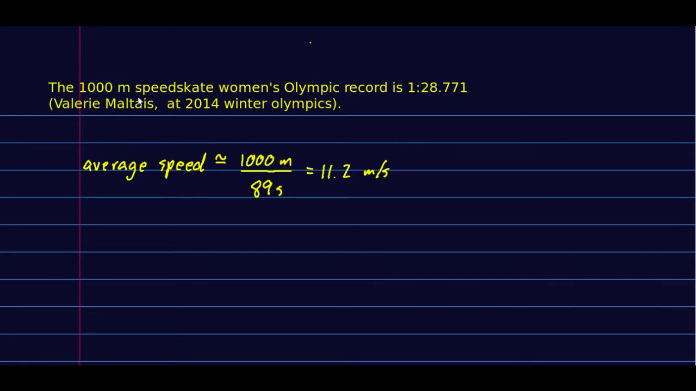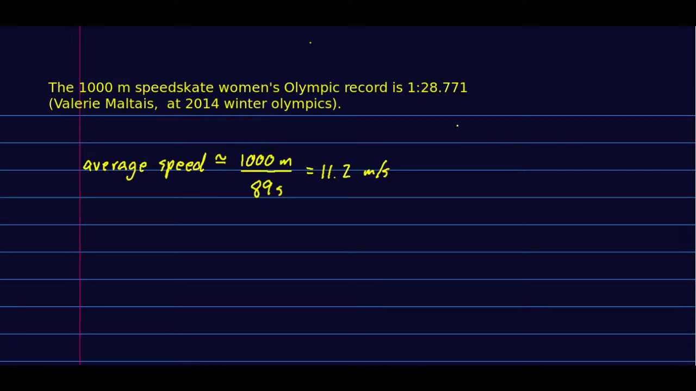So in the women's 1,000-meter short track speed skate, the current Olympic record is due to Valérie Martin, and it is 1:28.771. And so from that we can get her average speed. It's around 1,000 meters divided by 89 seconds. Remember, this is an average speed. We don't care about any directions here. And that comes out to a little over 11 meters per second.